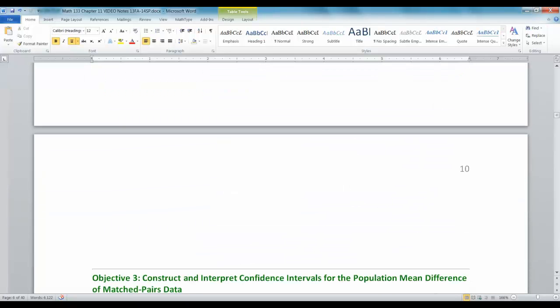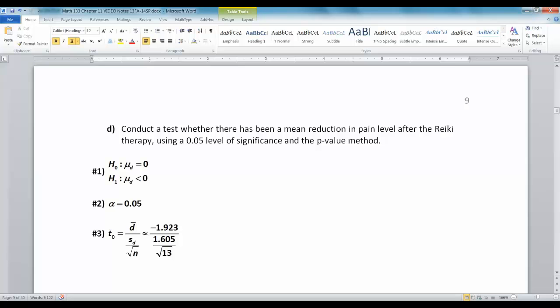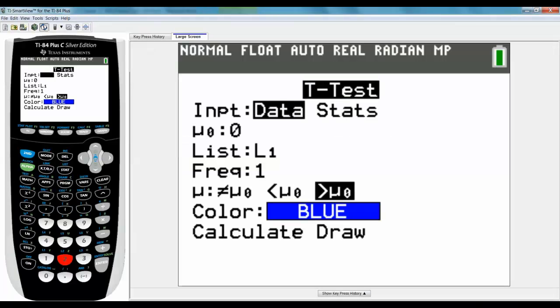Oops, I went too far. There it is. It's 0. See, mu d is equal to 0. So I'm going to leave that as 0. My data is not in L1, they are in L3. So I'm going to choose L3. My frequency list I'm just going to leave at 1 always.